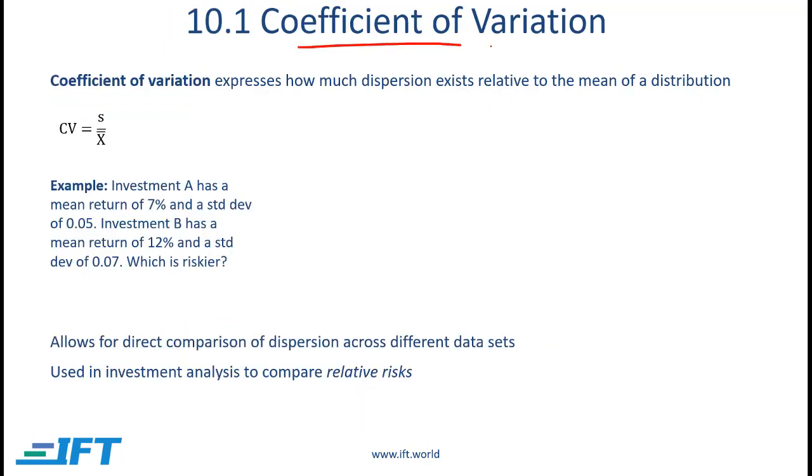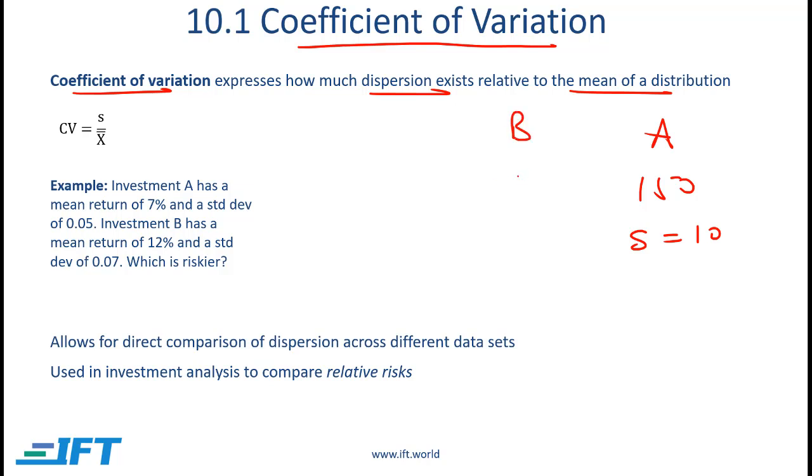Next, we have the coefficient of variation. The coefficient of variation expresses how much dispersion exists relative to the mean of a distribution. So we might have two different distributions with different means and different standard deviations. Given that the means are different, let's say one distribution has a mean of 150 and a standard deviation of, let's say, 10, whereas another distribution has a mean of 5 and a standard deviation of 4.